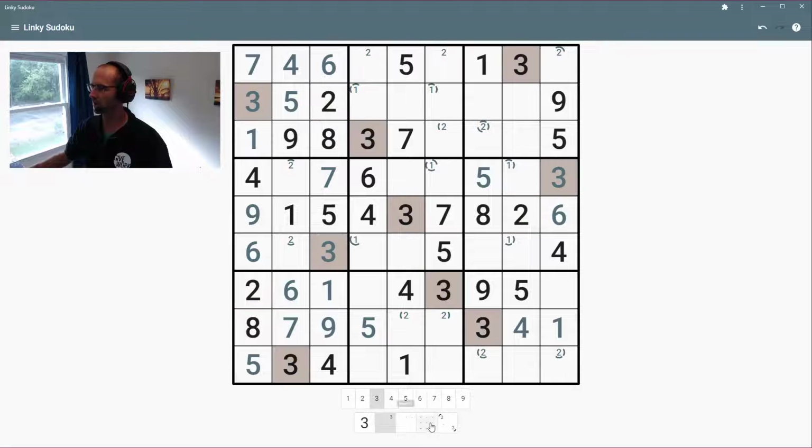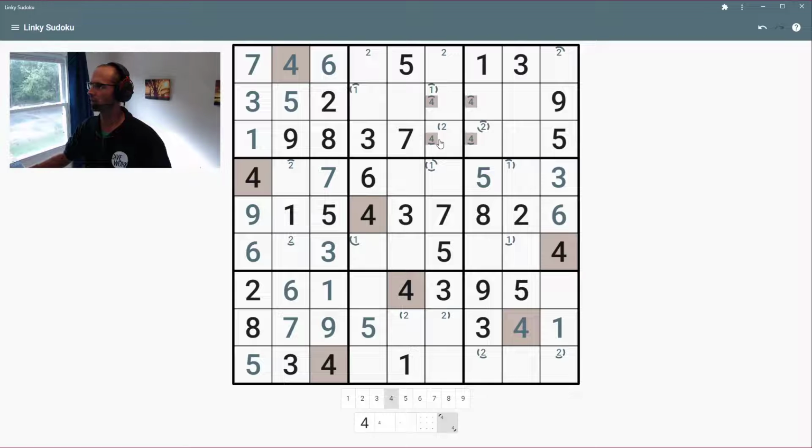All right, moving along. 3's. Oh, those are all done. 4. Looks like we have to place some notes up here. So it's going to be there and there and there and there. 5. Done. 6. There we go. 6's have to go here. And now those block it from being down here, and so 6's have to go there.